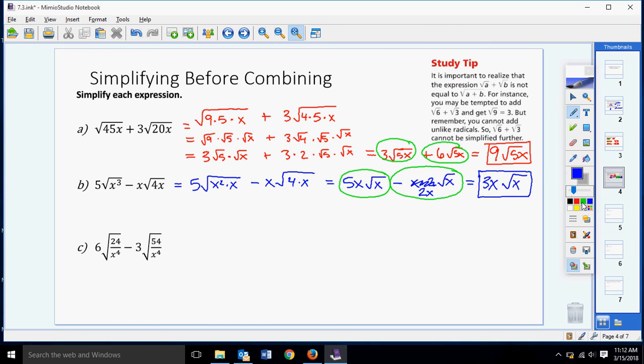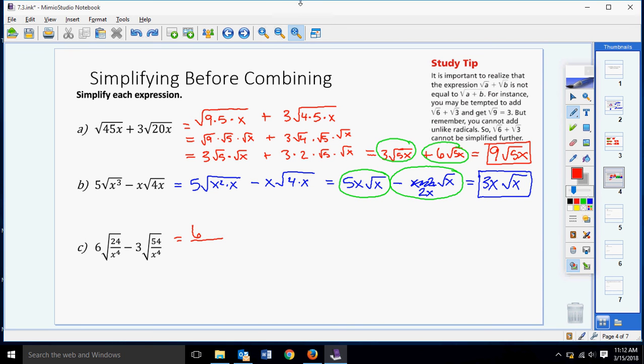Last one on this page. It's 6 times the square root of 24x to the 4th, minus 3 times the square root of 54 over x to the 4th. So I'm going to break this up, and 6 is 6 over 1, correct? So I'm just going to leave the 6 in the numerator, and split this up into the square root of 24.